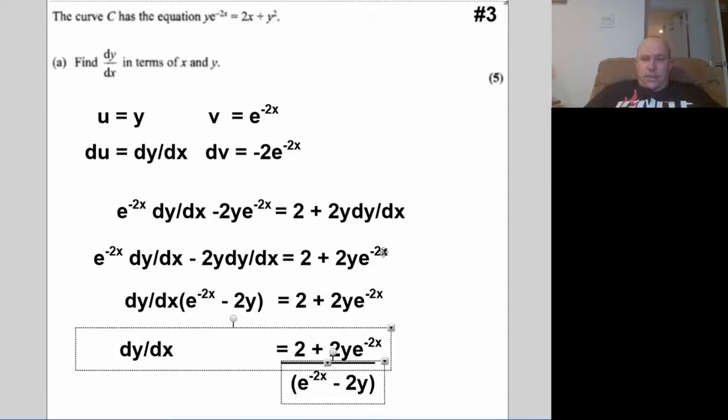Then we can start collecting terms together. So I brought all my dy by dx's to one side, and then I brought this to the other side. So this positive 2y dy by dx becomes negative 2y dy by dx. And negative 2y e to the negative 2x becomes positive 2y e to the negative 2x. We can take out dy by dx as a factor, and then we can divide both sides by this term here, and that would give us our first 5 points.